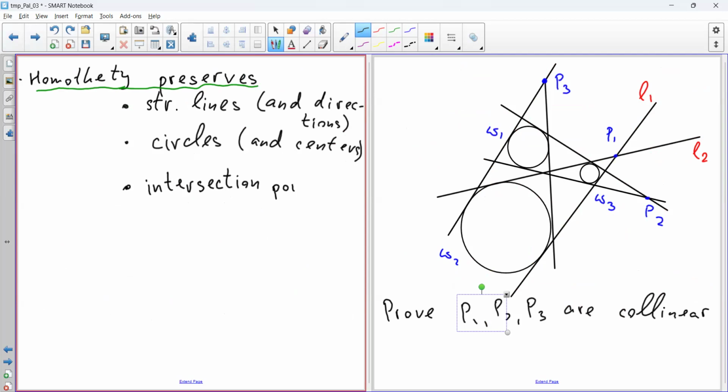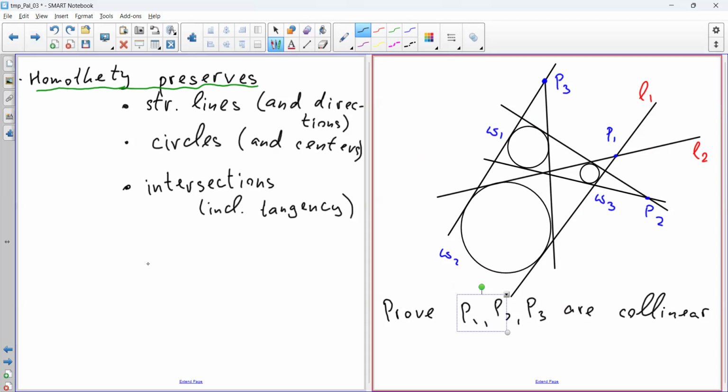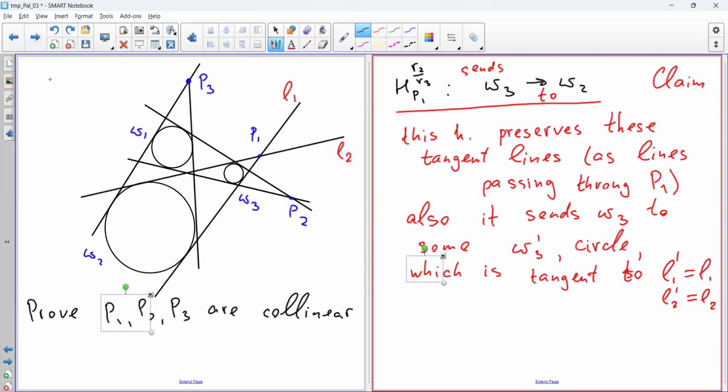It preserves intersections, including tangency. So if we had an intersection of two objects, then after this transformation there will be some new shared point, right? So it would also be an intersection.